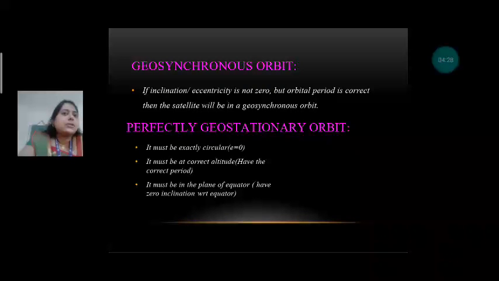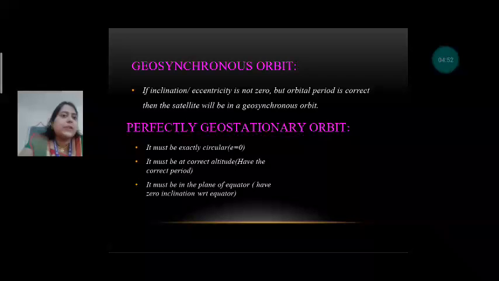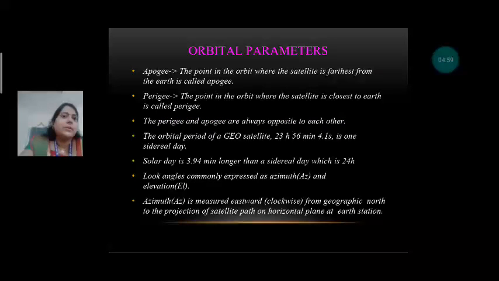Next, we are going to see the geosynchronous orbit. What is a geosynchronous orbit? If there is no inclination or eccentricity, the orbit is called geostationary; if the value is non-zero, we call it a geosynchronous orbit, wherein it is exactly circular, not elliptical. Moreover, it is placed at the correct altitude, wherein the plane of the equator has zero inclination with respect to the equator across the globe.